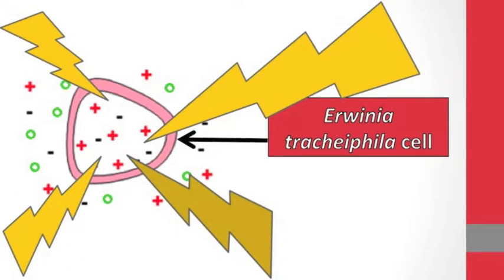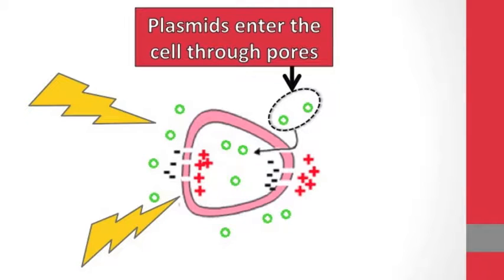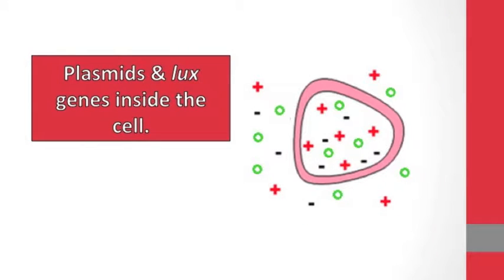Applying a high voltage shock creates tiny pores on the cell wall. The plasmids are able to pass through these pores and enter the bacterial cell. Once inside the cell, the lux genes will be randomly inserted in the bacterium chromosome to do their job, which is to make the bacteria luminescent so we can see its location inside the plant.